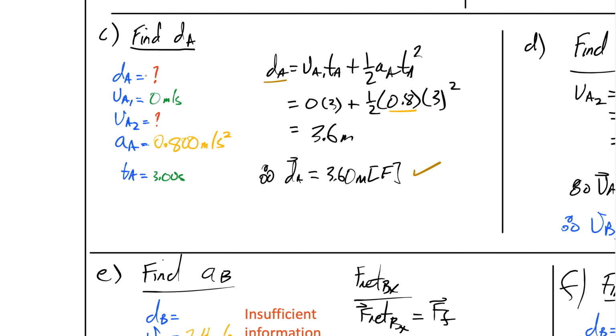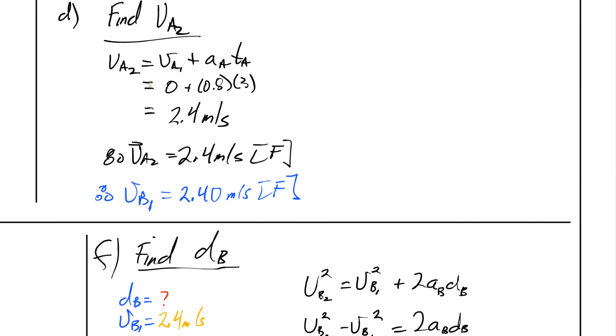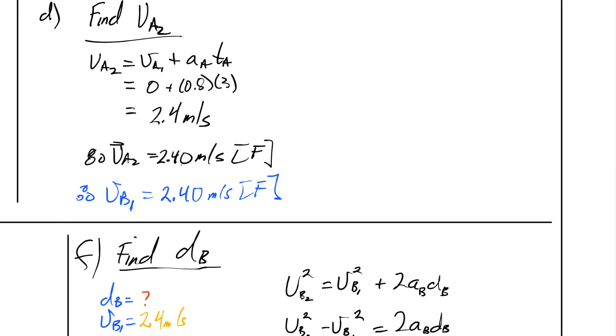We're going to avoid using dA, which means that we have equations 6 and 7 to work with. So VA2 is equal to VA1 plus acceleration A times the time in section A. Substituting in, we get 2.4 meters per second, or, I am all over the place with my sig figs. Good gravy. All right, let's fix this up. 2.40 meters per second forward. But we also now know that our VB1 is equal to 2.40 meters per second in the forward direction. So we have this new information that will help us with the second section.